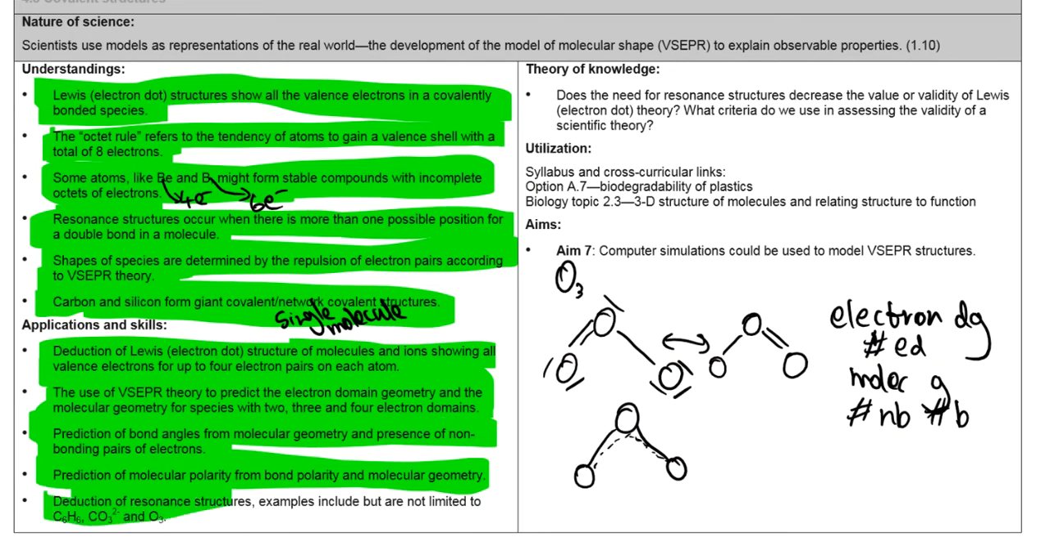Deduction of resonance structures. Yeah, so you can deduce resonance structures from multiple different compounds. This is benzene, this is the carbonate ion, this is the ozone molecule, and you just got to remember how there are delocalized electrons in resonance structures. So you need to be able to apply that to other types of structures.